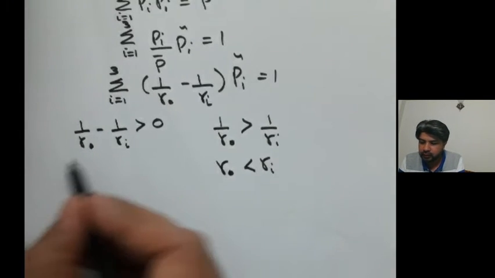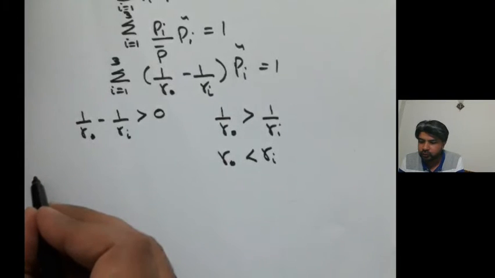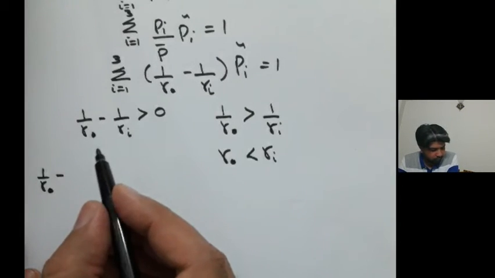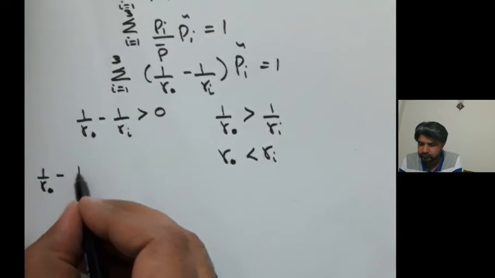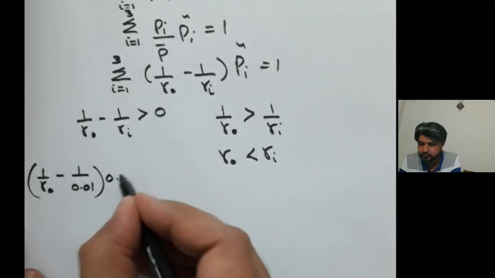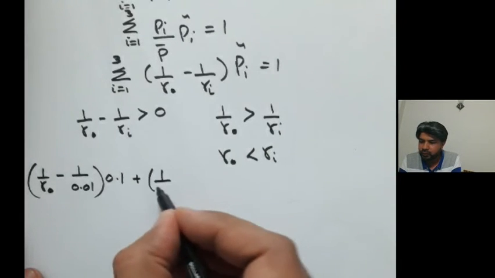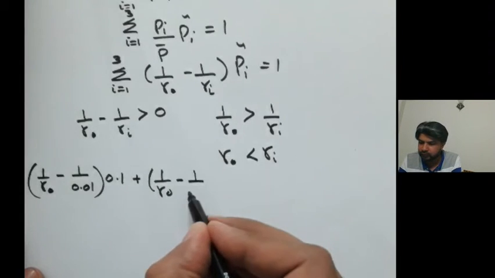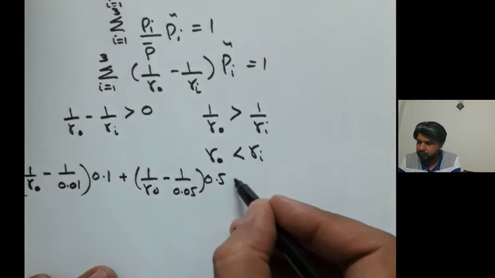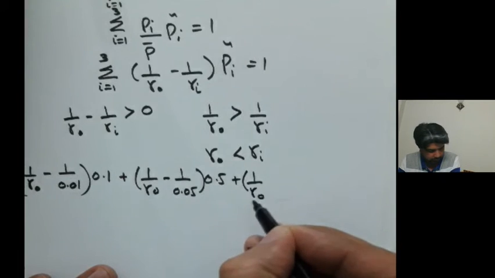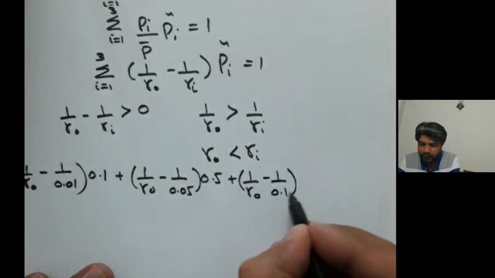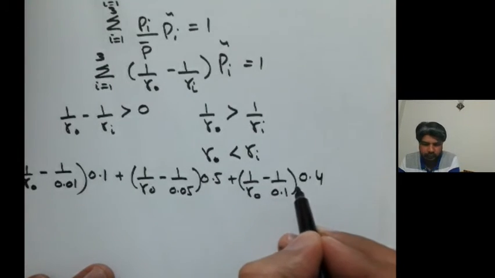So first, let's use all three states. That would mean 1 over gamma naught minus 1 over 0.01, times the probability 0.1, plus 1 over gamma naught minus 1 over 0.05, times the probability 0.5, plus 1 over gamma naught minus 1 over 0.1, times the probability 0.4, must be equal to 1.